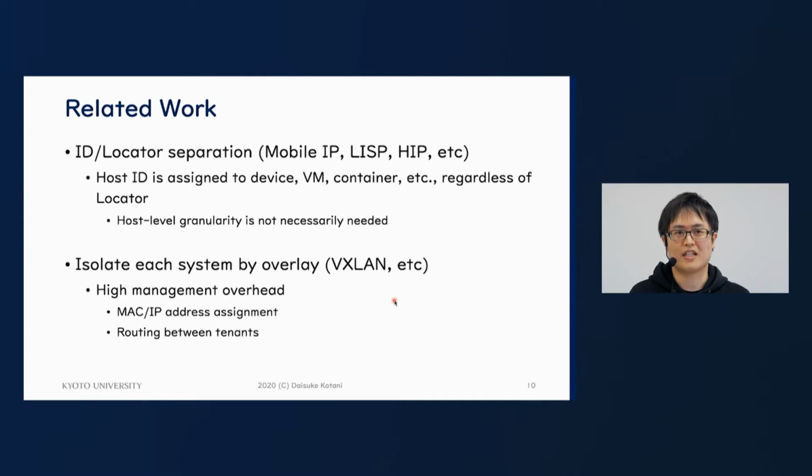The issue of IP address functioning only as a locator is not new. This problem has been studied for years as an ID and locator separation issue. Possible approaches to this issue include mobile IP, LISP, and HIP. The idea of these approaches was to keep the same ID for a host while changing a locator. But ACLs do not require assigning the same ID to a host. Rather, as VMs and containers are typically short-lived, keeping the same IDs for a host is not necessarily mandatory in this case.